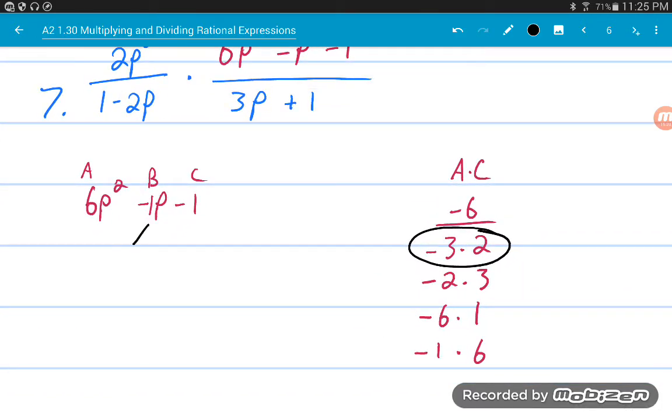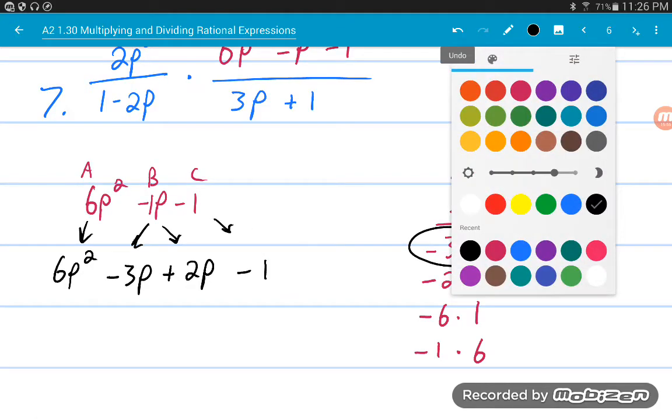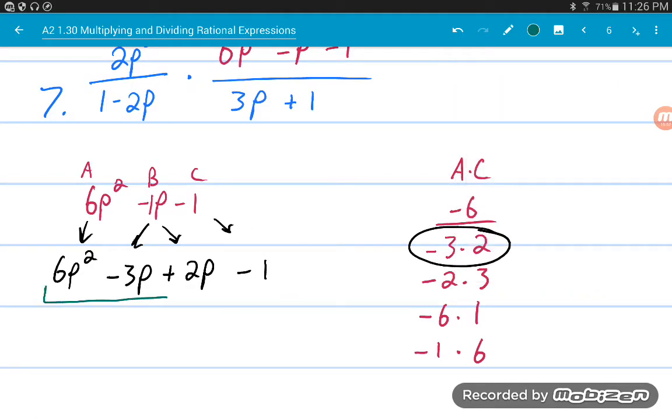So what I'm going to do is I'm going to split the middle term into two terms. I'm going to get negative 3p plus 2p. If you check and combine those like terms back, you'll find it's exactly negative 1p. After I split the terms, I bring down the other terms, so 6p squared and the minus 1. And now that I have 4 terms, I can factor this by grouping.